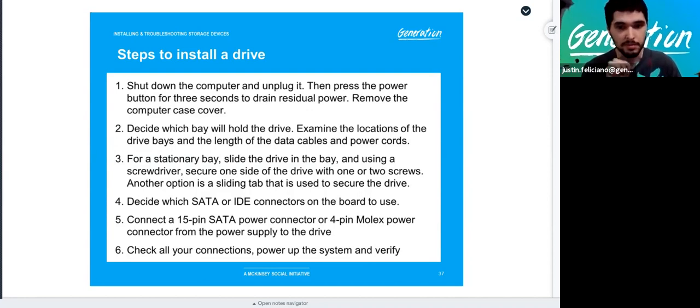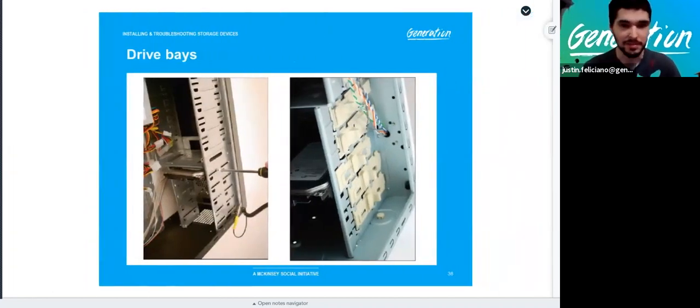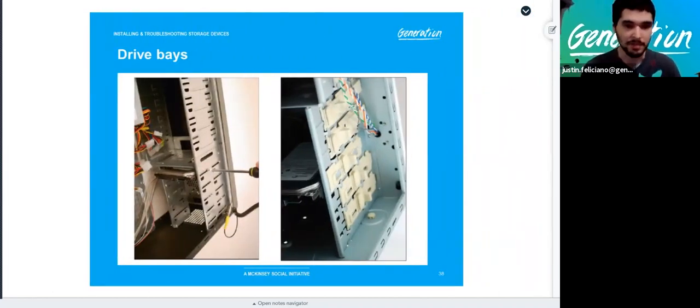The SATA, you need to make sure it's securely in there. It's always good to kind of tug it slightly. If you feel that resistance, you know it's secure. But onto the next slide, we'll see the 2 examples of the different mounting for the drives.